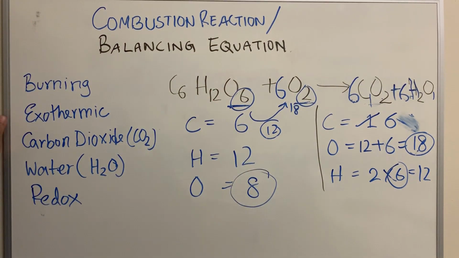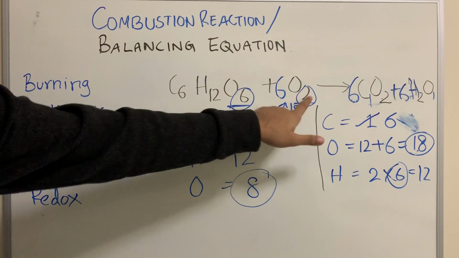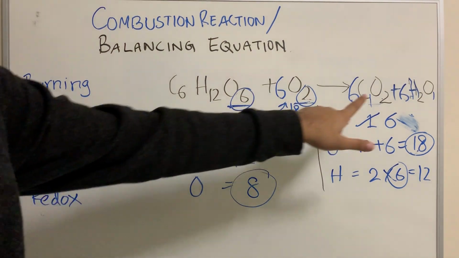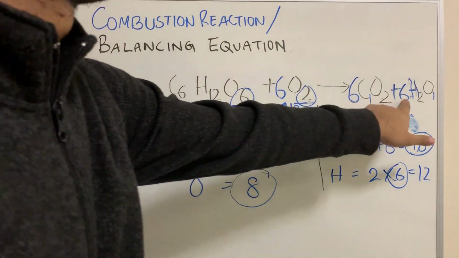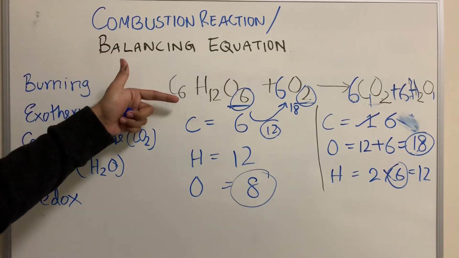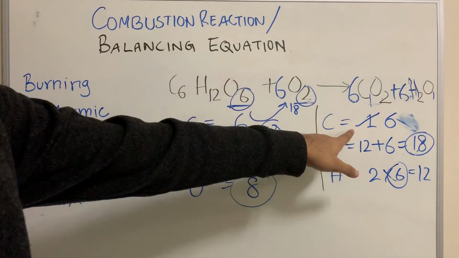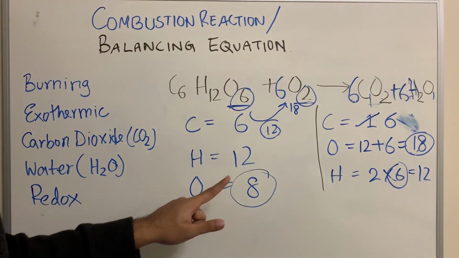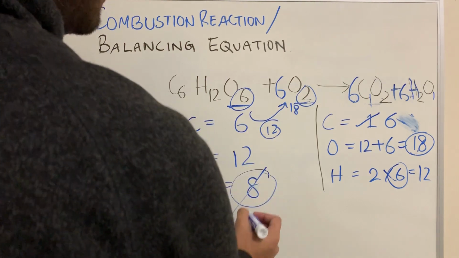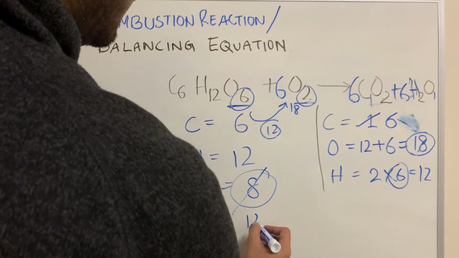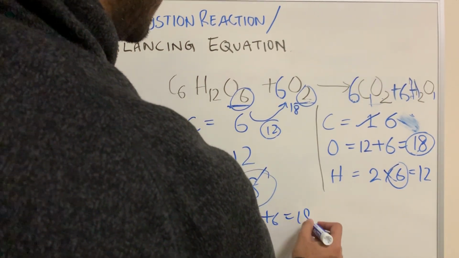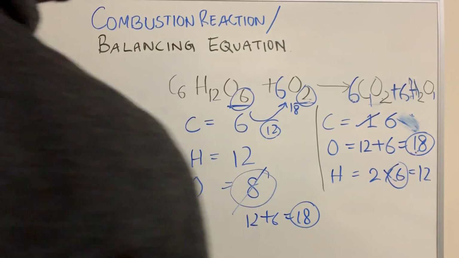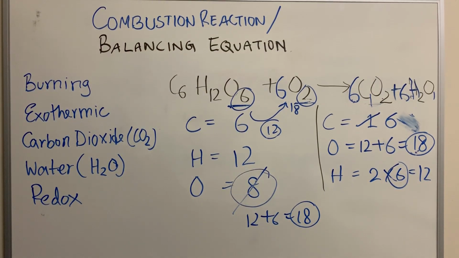So now you have a balanced equation. You have 6 times 2, 12, plus 6, 18. And over here, you have 6 times 2, 12, plus 6, 18. So you have 6 carbons on the left side, 6 carbons on the right side, 12 hydrogens, 12 hydrogens. Now we have 12 plus 6, making 18 oxygens, and 18 oxygen atoms here. And that's it. You have balanced the combustion reaction of glucose. Thank you.